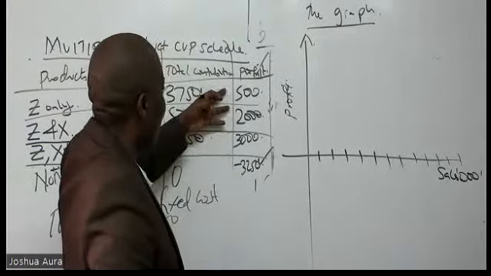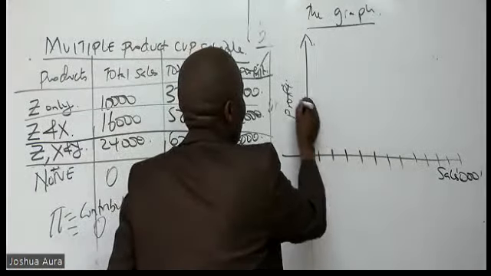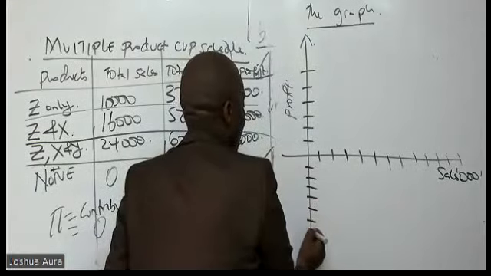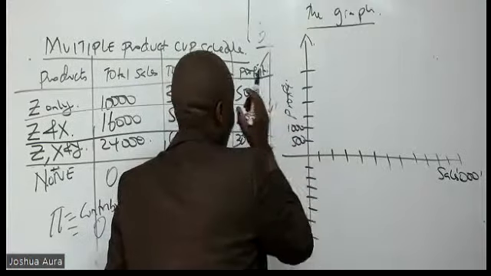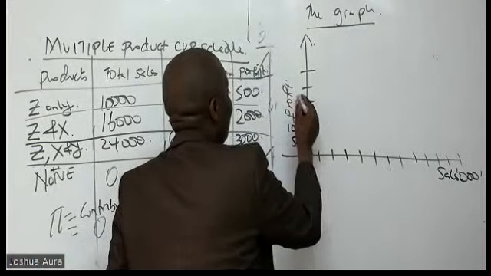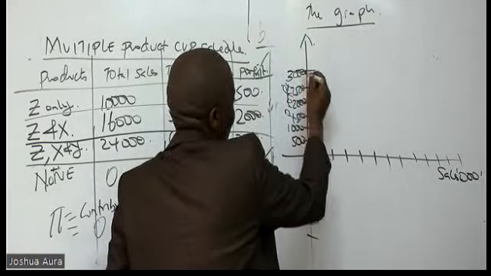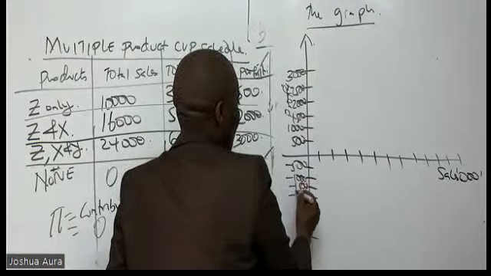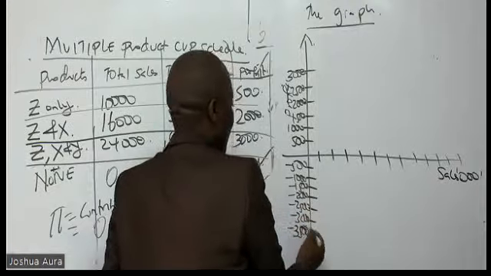I can see 500, 3,000 positive, 500 will do. So 1, 2, 3, 4, 5, 6 to go to 3,000. I have to add another one there. So 500, 1,000. We have 1,500, 2,000, 2,500, 3,000. Minus 500, minus 1,000, minus 1,500, minus 2,000, minus 2,500, minus 3,000, and then we have minus 3,500 like that.